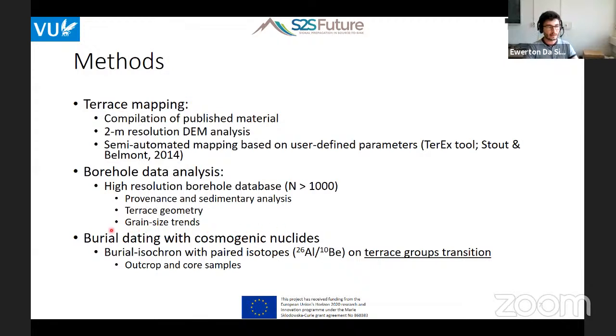And with this data, we're also going to age date the terraces. We are especially interested in dating the terrace group's transition. And for that, we're going to apply cosmogenic nuclides, especially the burial isochron method, which uses the paired isotopes of aluminum-26 and beryllium-10.